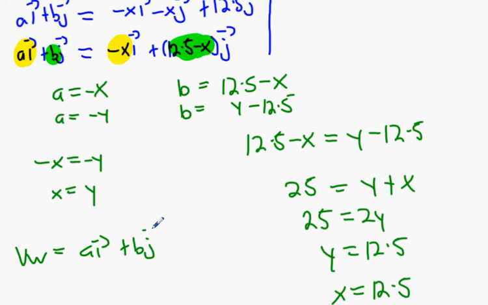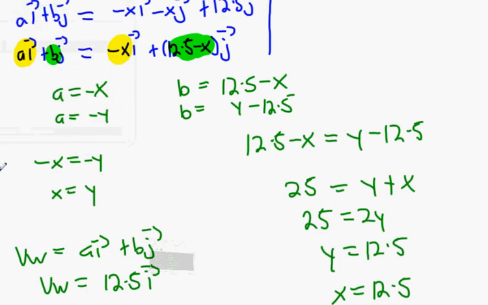plus BJ. Now the B value is 0, isn't it? So it means that the velocity of the wind is minus 12.5 I.